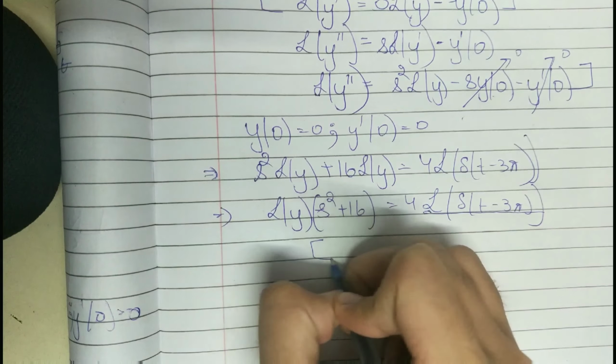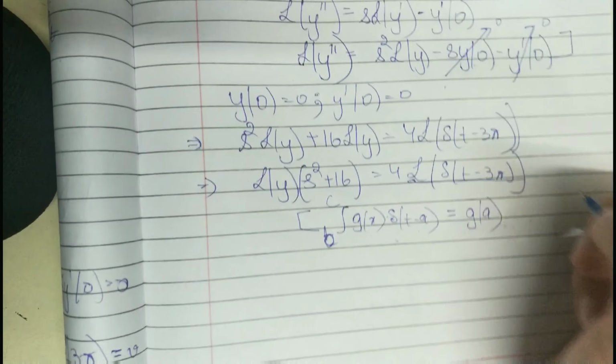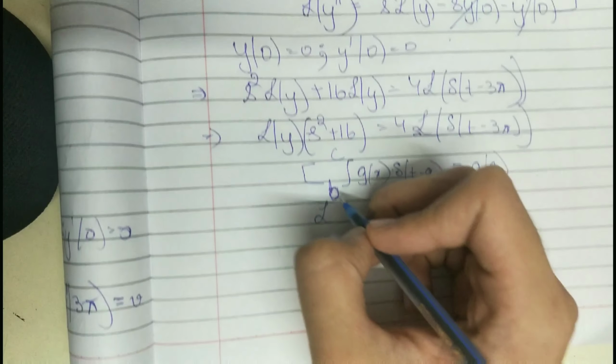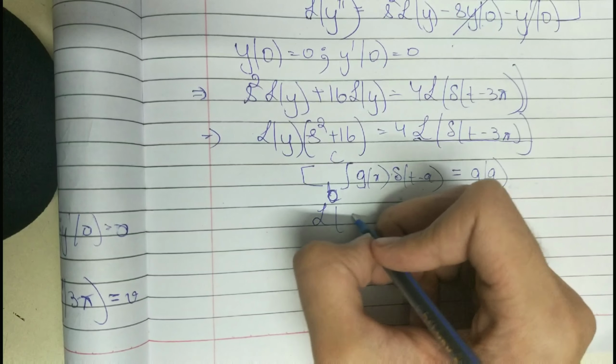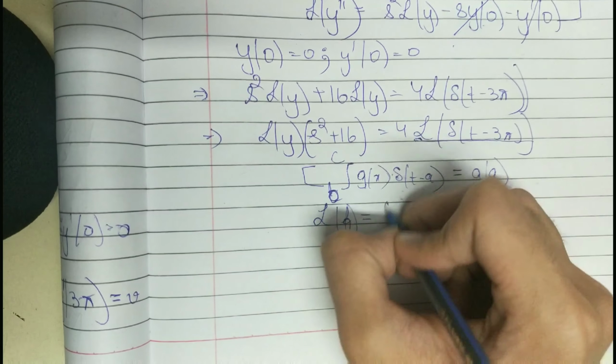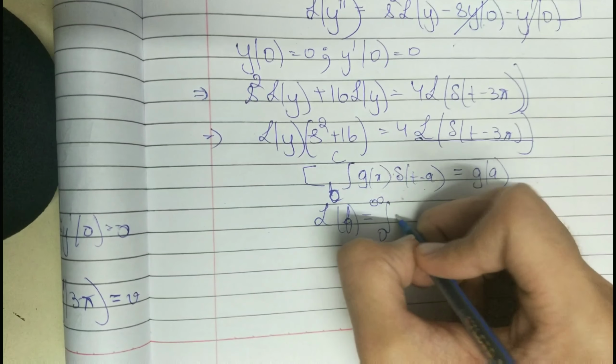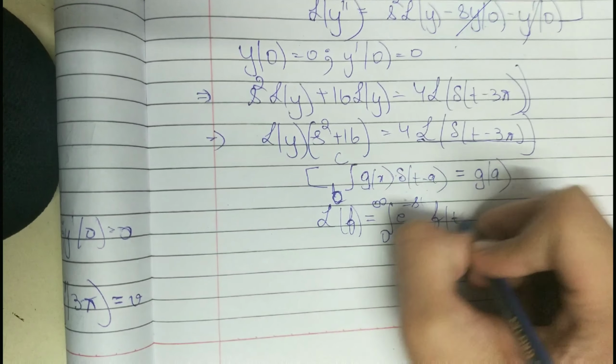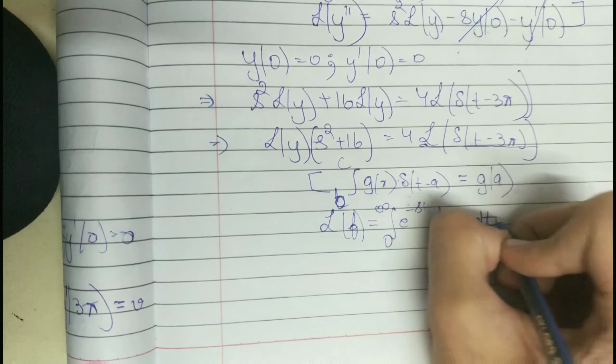Now, just as I discussed before, the property of direct delta is that if there is a function g that is multiplied with a direct delta function, and the a is between the interval b and c, then this is equal to the value of g at a. Right, now from the definition of Laplacian, we know that the Laplacian of any function f is the integral from 0 to infinity of e raised power minus st f t dt.